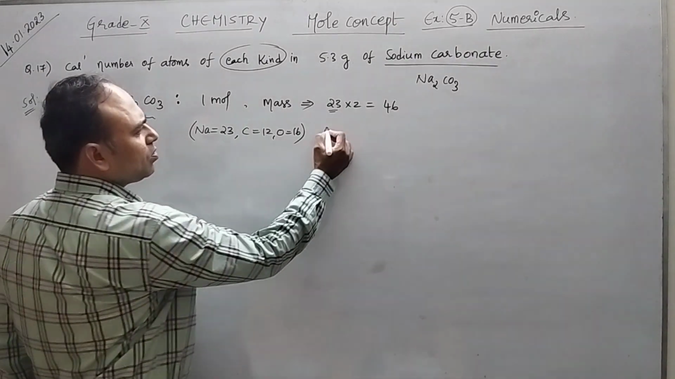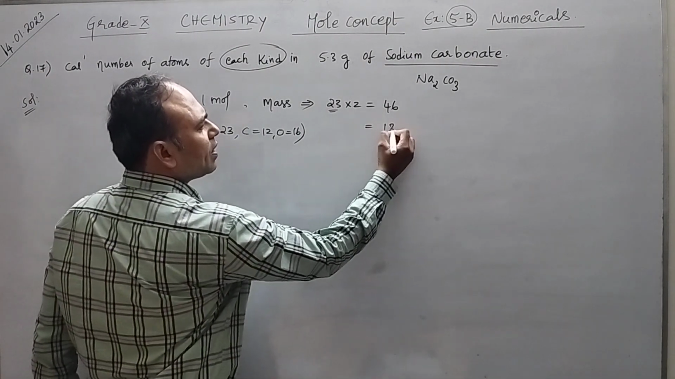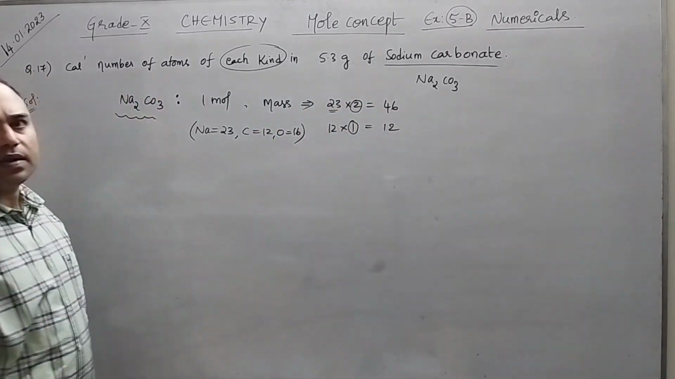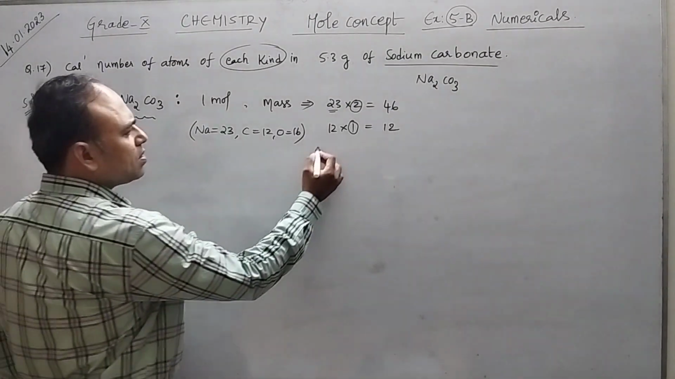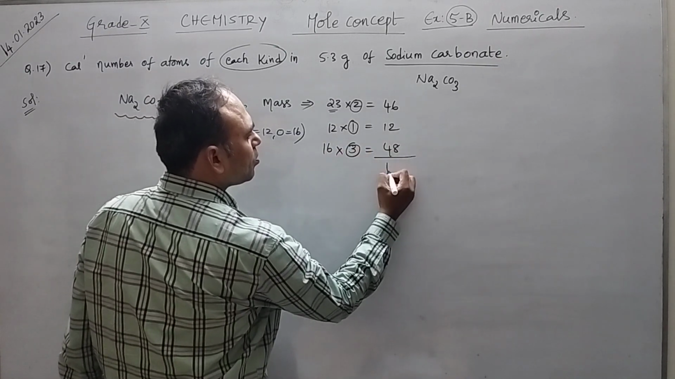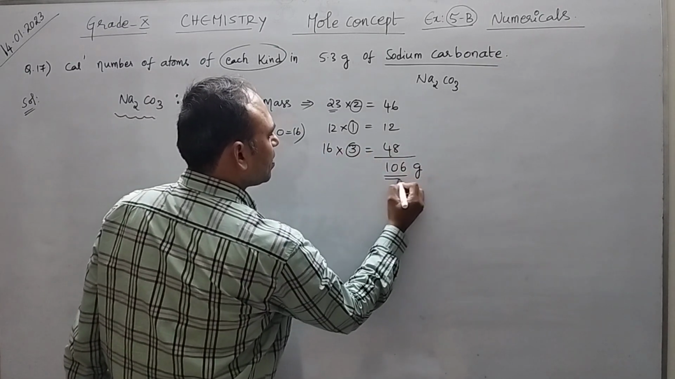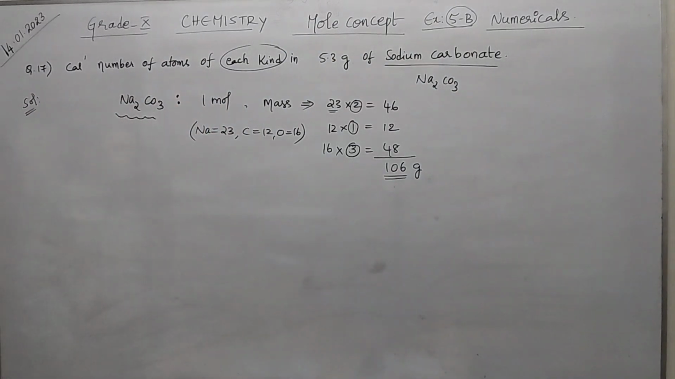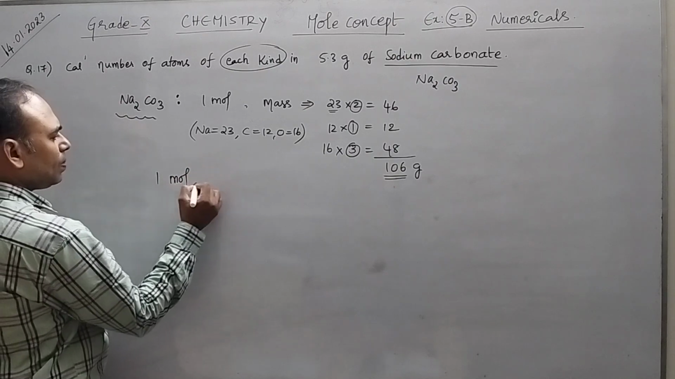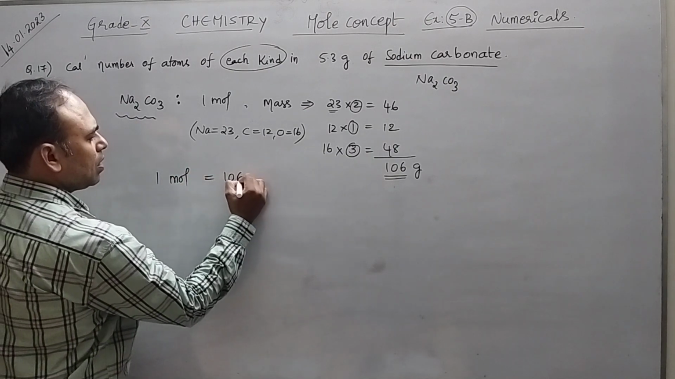Now for carbon it is 12, only one atom is there. Here it is 2 atoms of sodium, 1 atom of carbon. Next oxygen, we have 3 atoms, 16 into 3, nothing but 48. So totally you are getting 106 grams. So 1 mole of sodium carbonate weighs 106 grams. You can write like this: 1 mole is 106 grams.